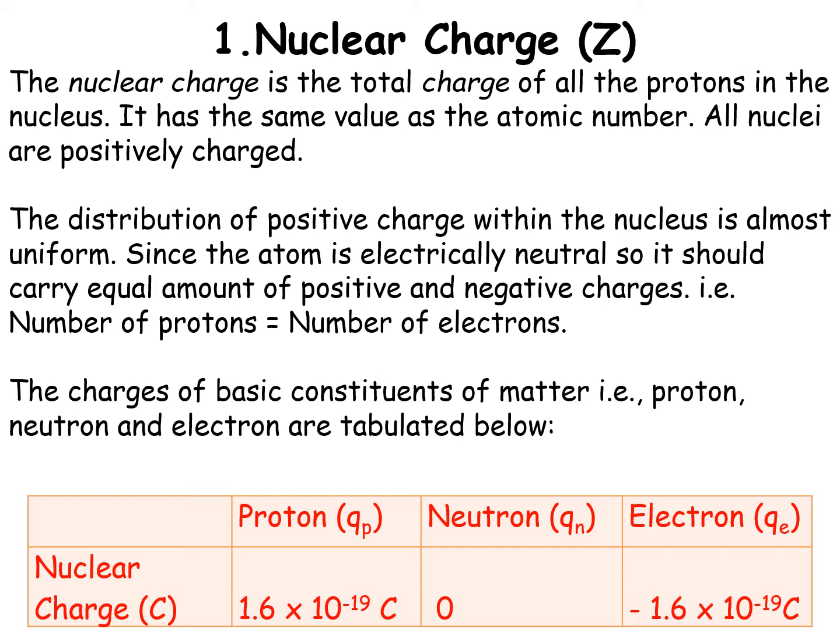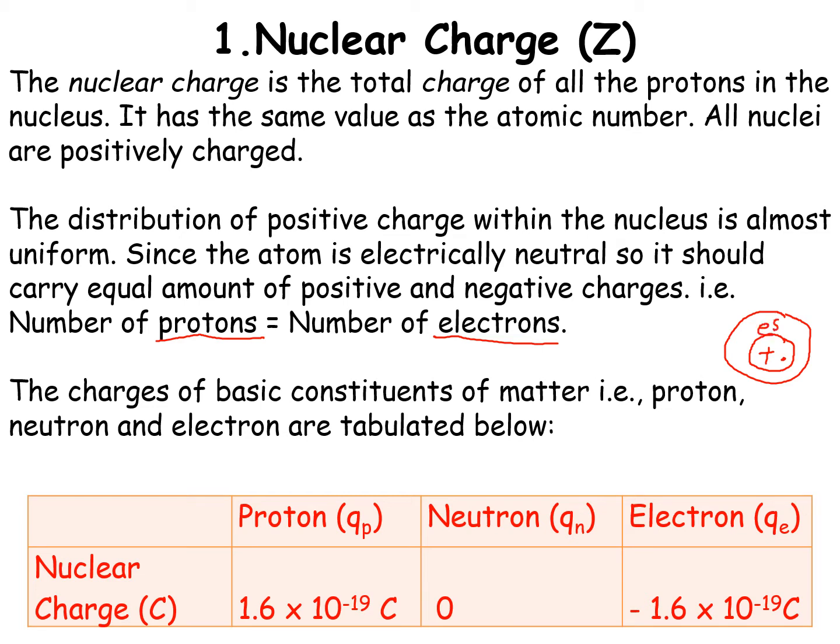Since the atom is electrically neutral, it should carry an equal amount of positive and negative charges. So the number of protons is always equal to the number of electrons. Here I want to show you something. This is our atom. Within the atom we have this nucleus, and within the nucleus we have protons, and this dot I am denoting by the neutron, and outside the nucleus we have the electrons revolving.